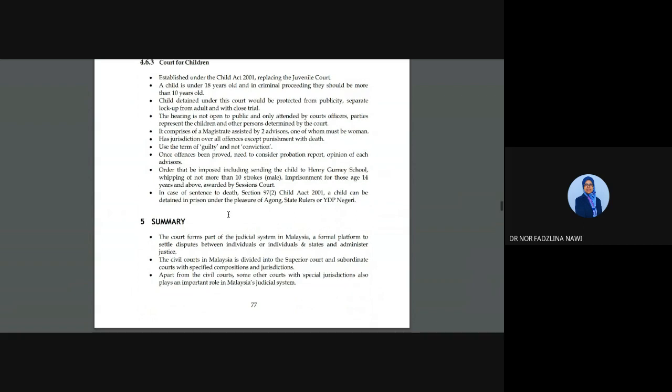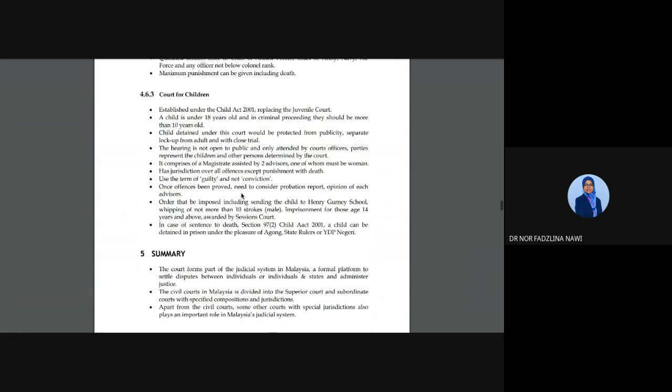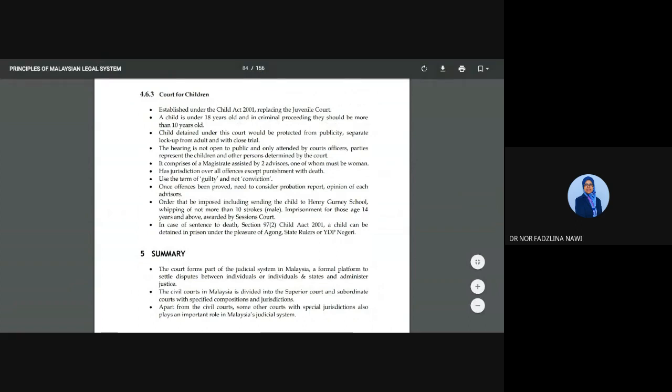Usually penalties will involve sending the children to Henry Gurney school. As for imprisonment, for those aged 14 and above, it is awarded by the session court. Okay, in case of a death sentence, a child can be detained in prison at the pleasure of the Agung. So that sentence will not be given, because usually we will replace it with a prison sentence. Okay, so that is basically an overview of the judicial system in Malaysia.